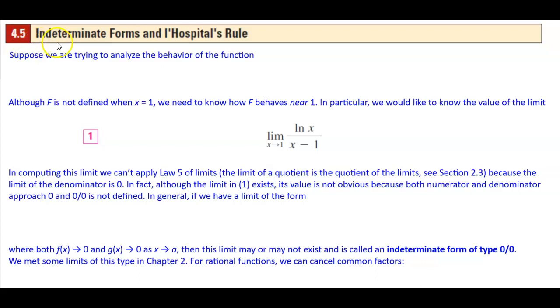Section 4.5, Indeterminate Forms and L'Hopital's Rule. Suppose we are trying to analyze the behavior of the function, and let's say that we call this function f of x, which is equal to the natural log of x over x minus 1. Although f is not defined when x is equal to 1, we need to know how f behaves near the value of 1.